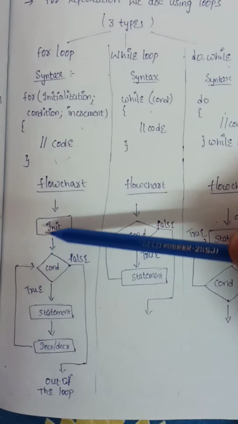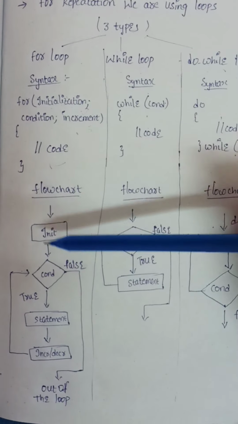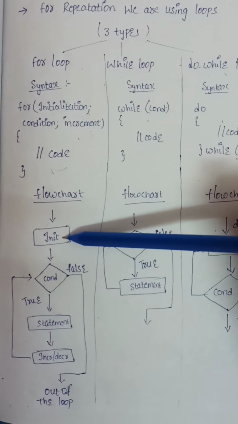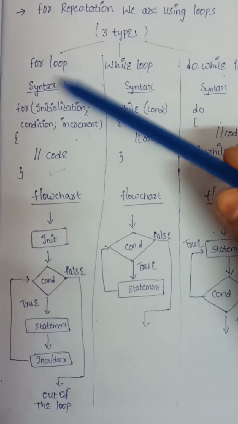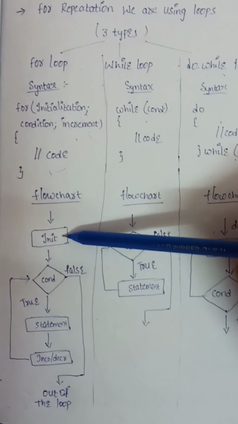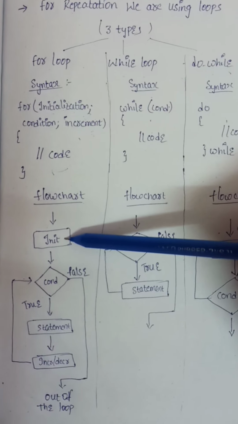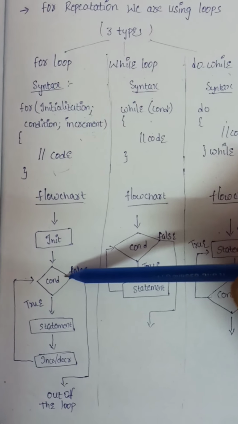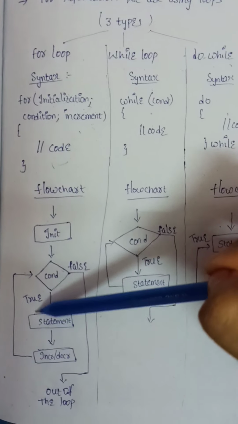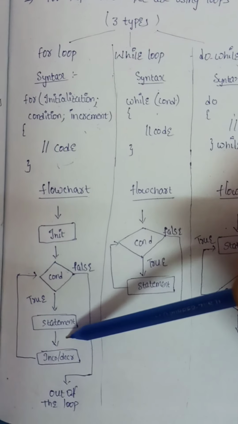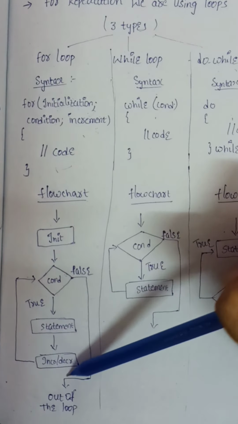See this. This is the flowchart for the for loop. As I said, first of all it is the initialization part. It means from where the loop will start. First the variable should be initialized. After that it will check the condition. If the condition is true, it will execute the statements inside the loop. After that it increments the variable.